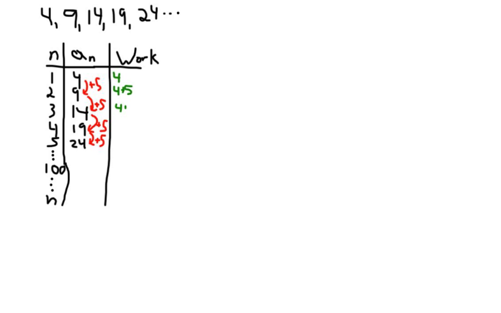So we go up to our work, and of course, the first term is 4. To get the second term, we did 4 plus 5. To get the third term, we do 4 plus 5 plus 5. And the fourth term, 4 plus 5 plus 5 plus 5. The fifth term, etc. So for 100, we know there's going to be a 4 plus a bunch of 5s, but we don't really know how many 5s.